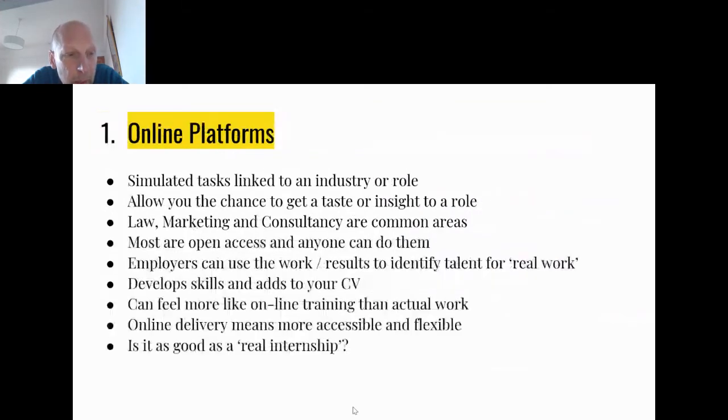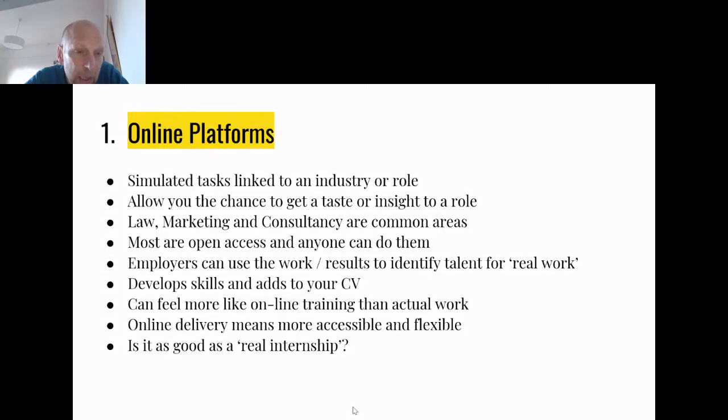So the first area we'll talk about briefly is online platforms. These are where you register with a site and then you basically submit to do a project that's advertised through the site and submit the work that you do through the platform. So these are generally what we refer to as simulated tasks rather than actual real projects. You're doing work related to an industry or a role, but it might not be something that you uniquely are doing, like you would perhaps if you were doing a real-world placement. But what these allow you to do is get a bit of a taste for the nature of the work for a particular sector, and get insight into a role, whether it's something you enjoy doing or whether you're good at it or not.